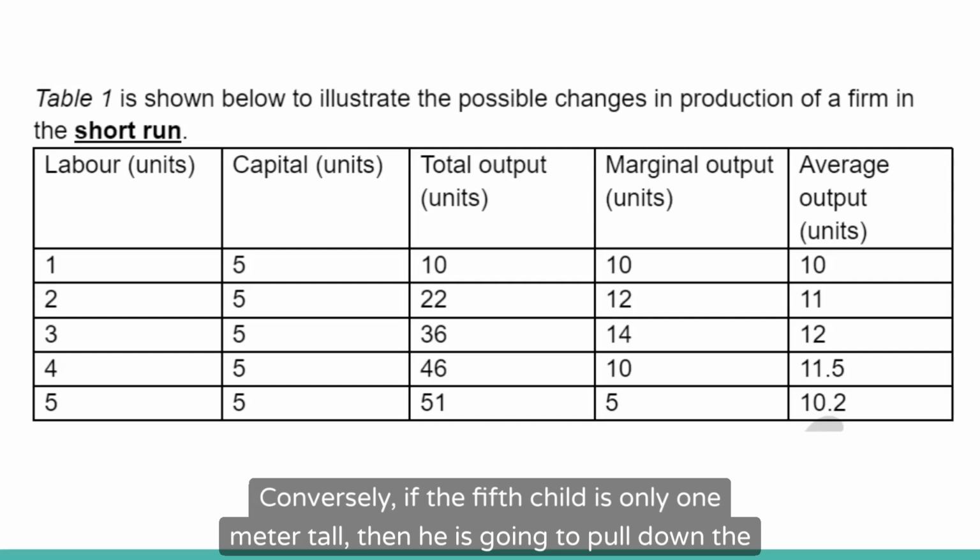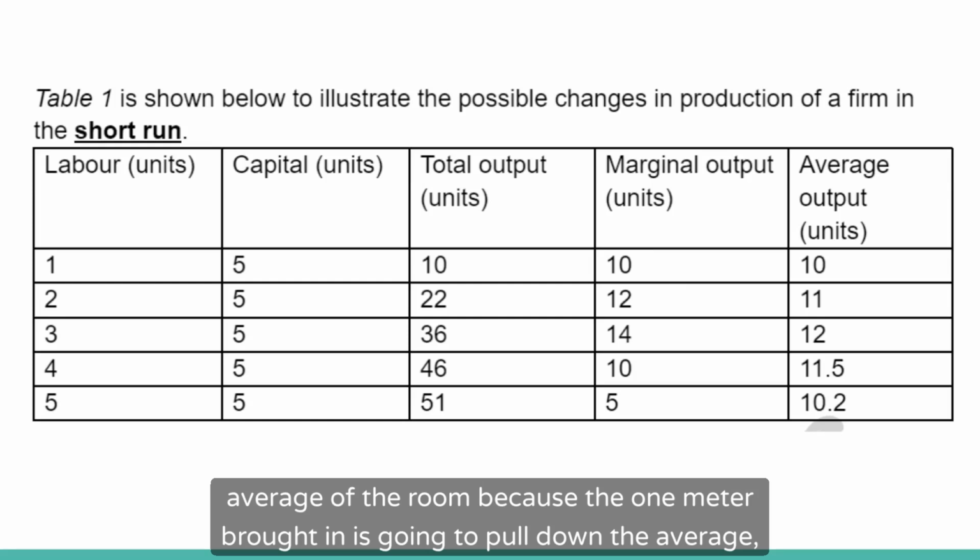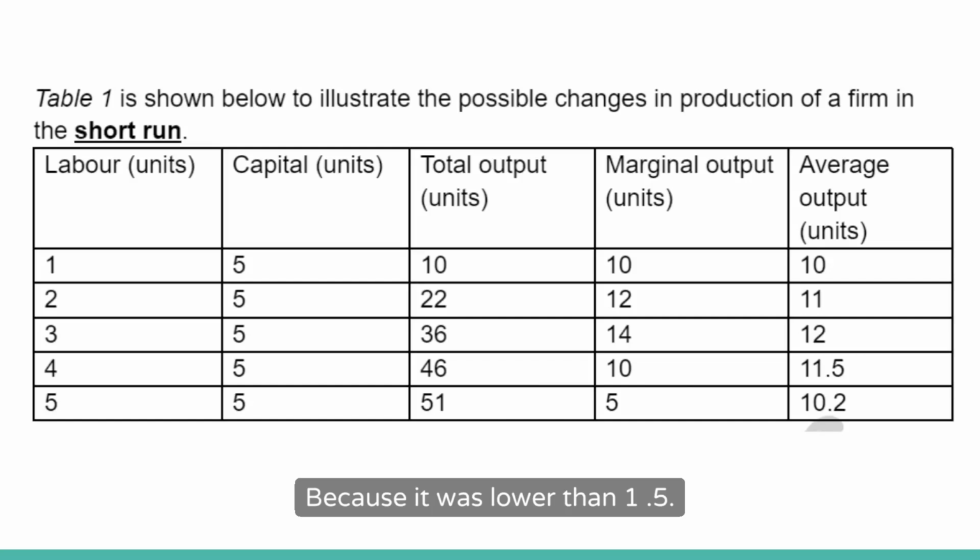Conversely, if the fifth child is only 1 meter tall, then he is going to pull down the average of the room, because the 1 meter brought in is going to pull down the average, right? Because it was lower than 1.5.